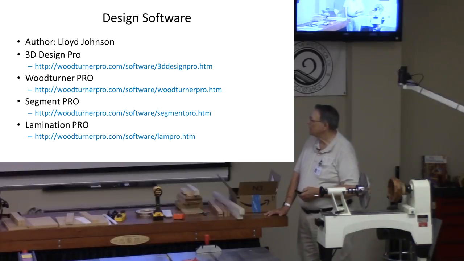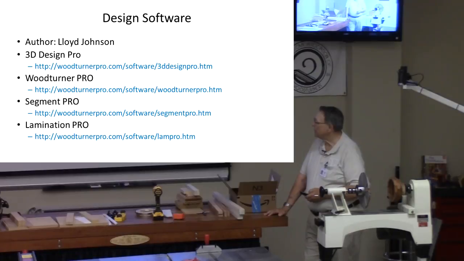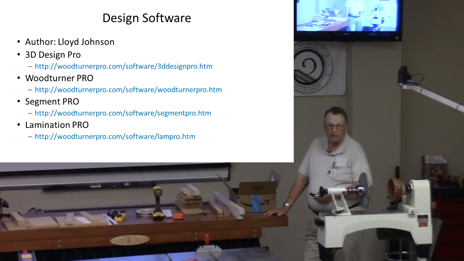Right, design software, the stuff that I use. There's a couple of authors out there that are building design software, but what I use is done by a man by the name of Wes Johnson. He has four programs that I'm aware of now. He may have more because he seems to be prolific. 3D Design Pro, Wood Turner Pro, Segment Pro, and Lamination Pro, and those are the links to those programs. They're readily available. They are for sale. You can get trial samples or trial programs.